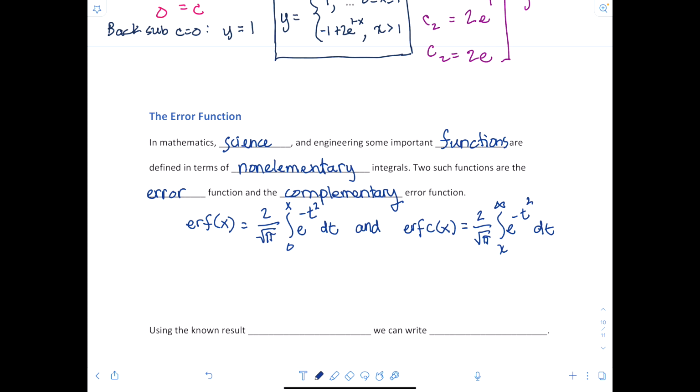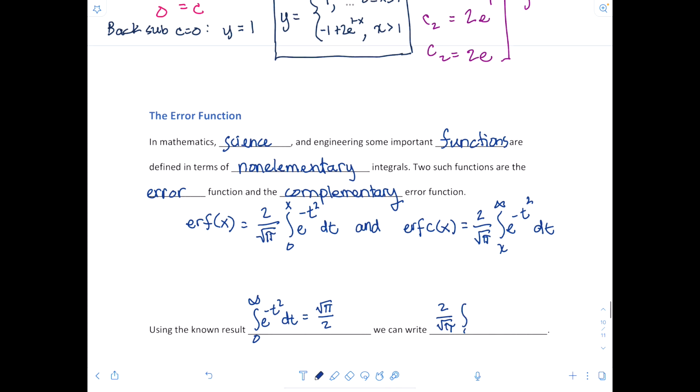both sides of these equations, using the known result that the integral from 0 to infinity of e to the negative t squared dt happens to be equal to root pi over 2, if you divide both sides by root pi over 2, you would have 2 over root pi times the integral from 0 to infinity of e to the negative t squared dt equal to 1.